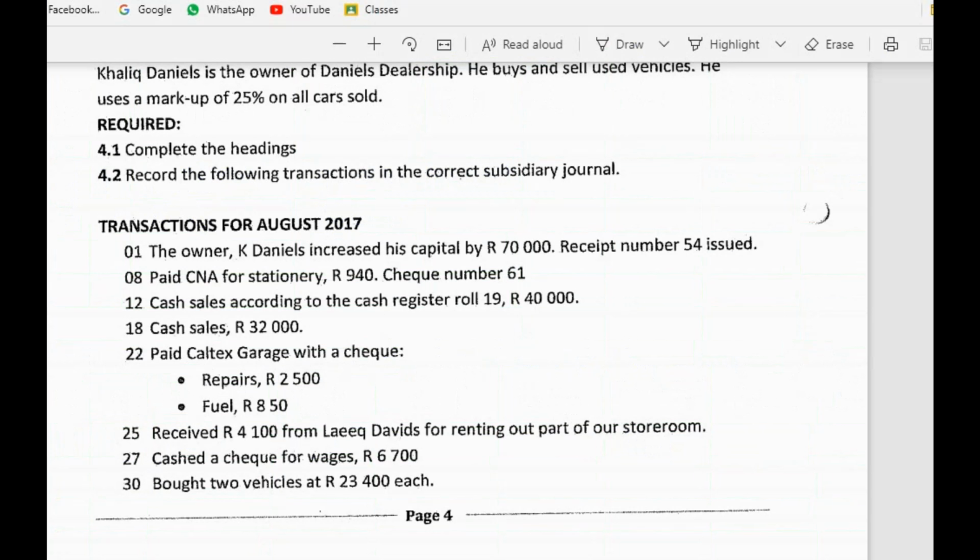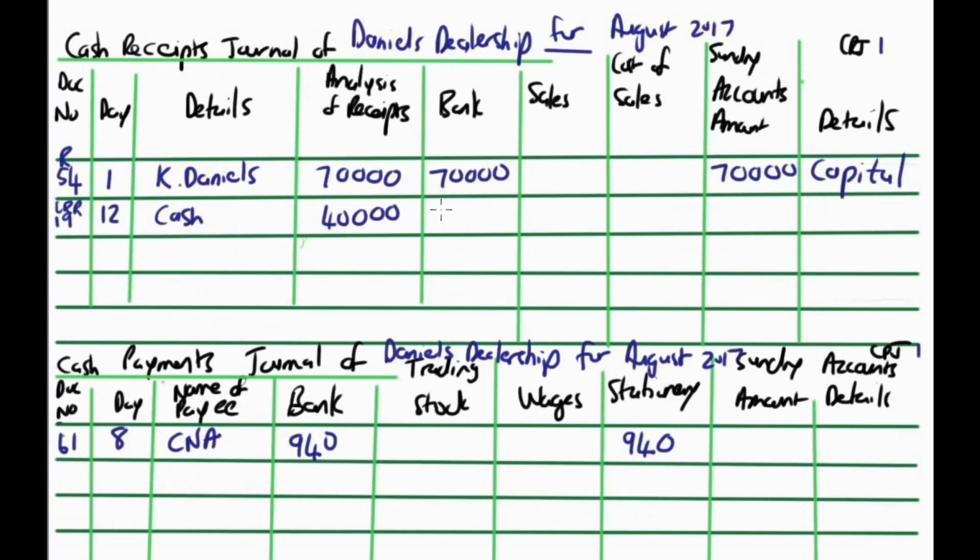So in this case, there wasn't another transaction on the same date. We're on the 12th, and that amount was 40,000. So we write 40,000 over here. It was cash sales, so it's 40,000.